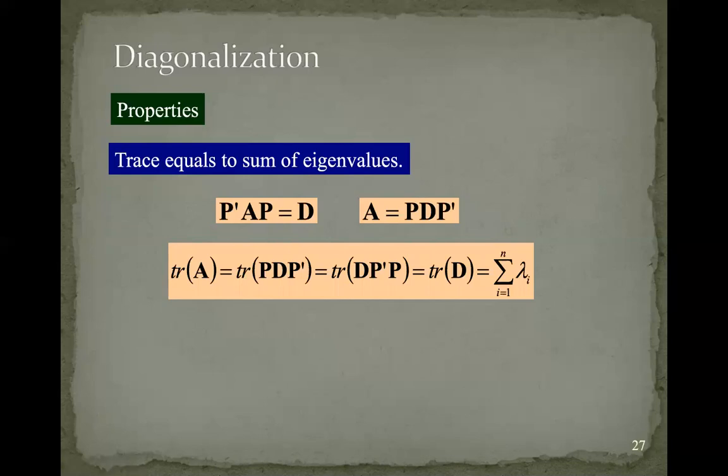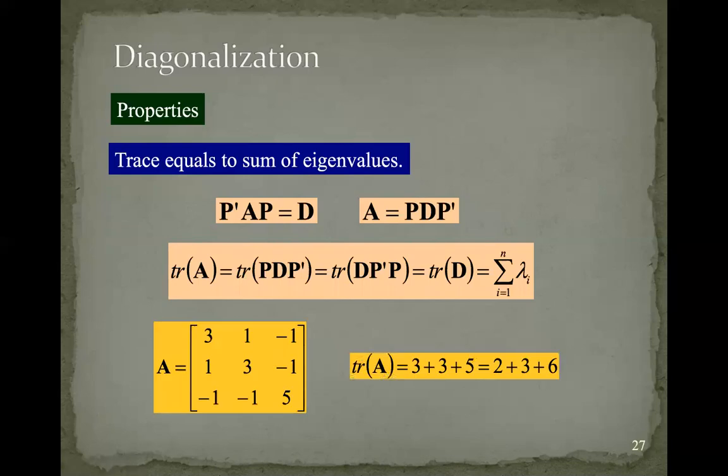And D would have all the values of the lambdas. Okay, so if I just want to find the trace of A, which is the summation of all of the diagonal entries, it's the same as the trace of the summation. The trace of A is the summation of all of the lambdas, which is 2 plus 3 plus 6, the same as the summation of 3, 3, 5.